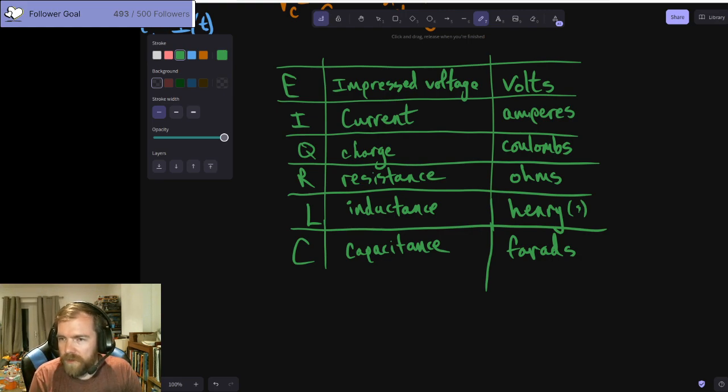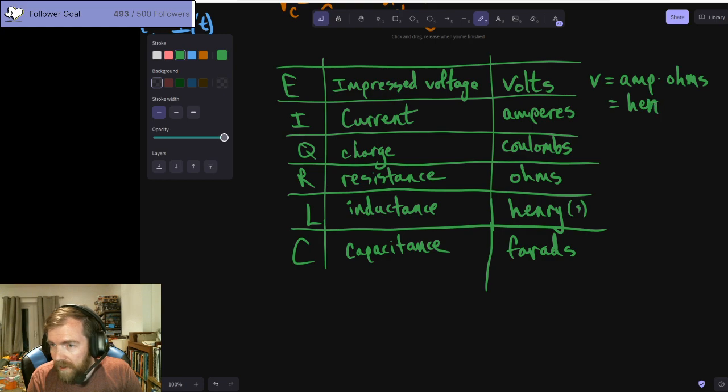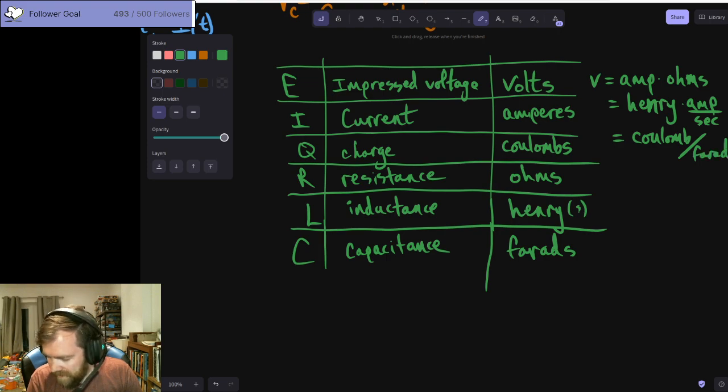Now the good news is that we do have a conversion. So volts is going to be ampere ohms, or henry ampere per second, or coulombs per farad, and ampere is going to be coulombs per second.